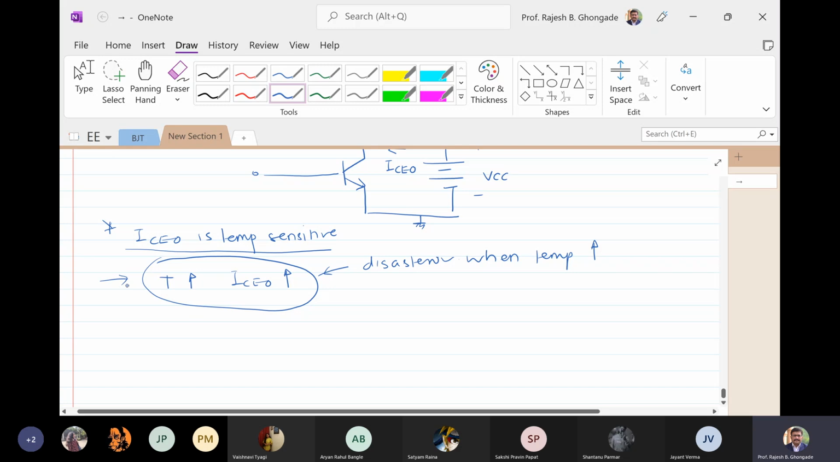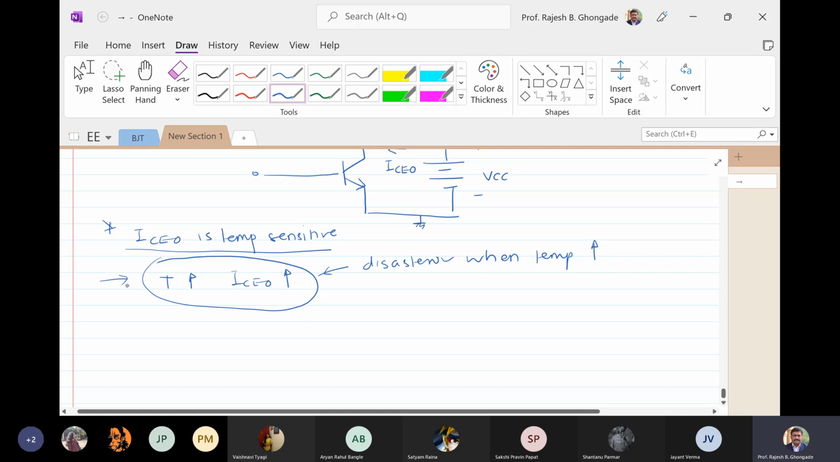Now we often neglect this term when we say that temperature is not increasing. If we keep temperature constant, I can write IC as beta DC into IB. Many times this equation will hold when we are not considering the effect of temperature. But please remember, whenever the temperature effect is to be considered, we are supposed to use the other equation. Please remember this.